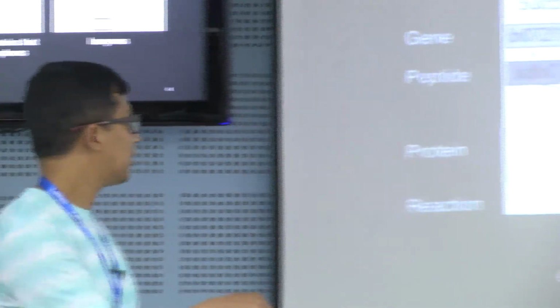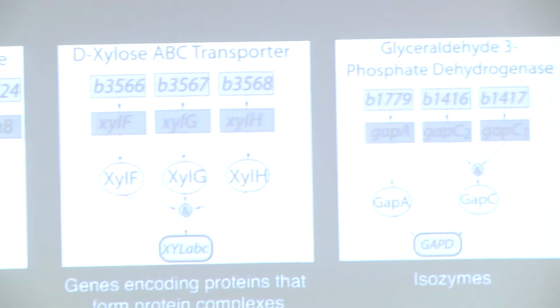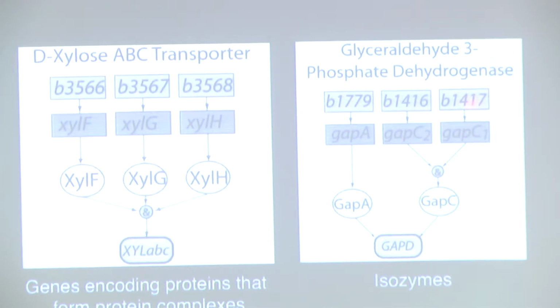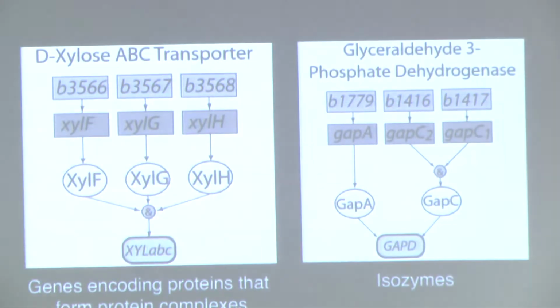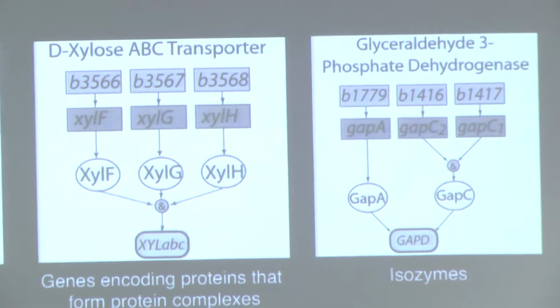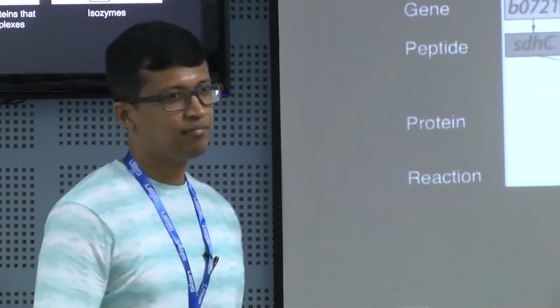So, in other words, if I tell you I deactivate B1779, will the reaction carry flux? Yes. If I say I deactivate this gene, will it carry flux? So what needs to happen so that the reaction will not carry flux? Either 1, 3. So 2 of these 3 genes have to be deactivated, right?